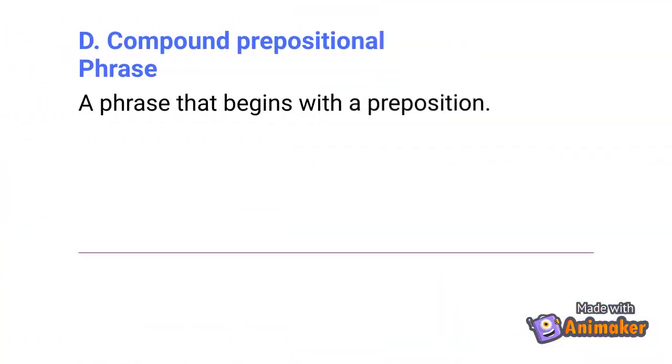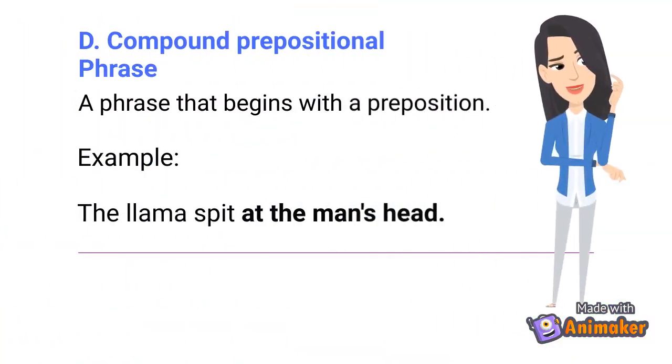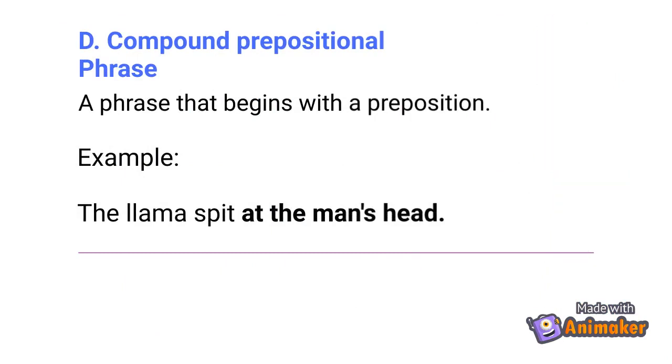The last structure is compound prepositional phrase. A prepositional phrase is a phrase that begins with a preposition. Now we have the example, the llama spit at the man's head. The word "at" is a preposition. It means that "at the man's head" is a compound prepositional phrase.